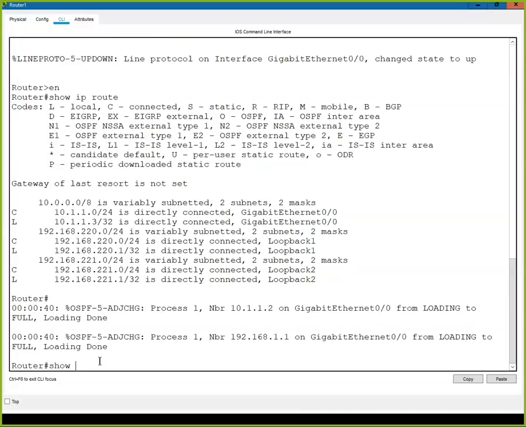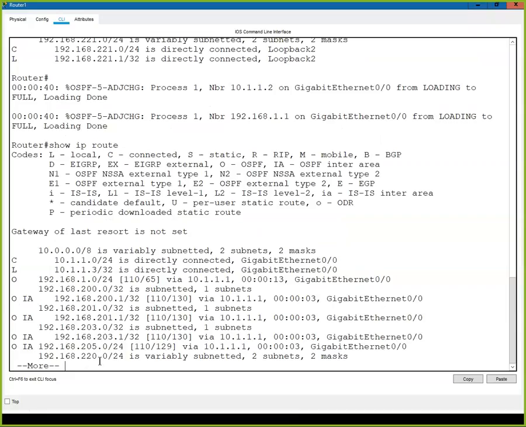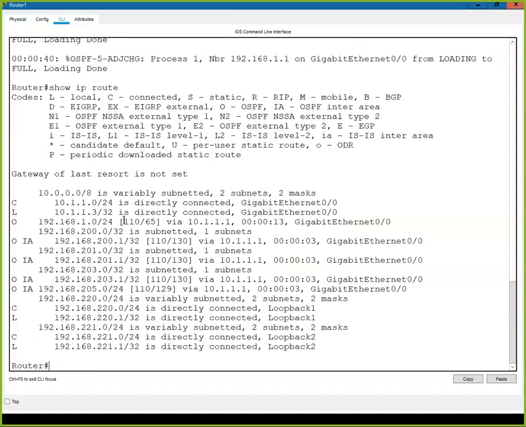If I go back now and do a show IP route, we have some other information. The O, we have a different administrative distance, 110, and we have different metrics. The 65. And then we have a 35.